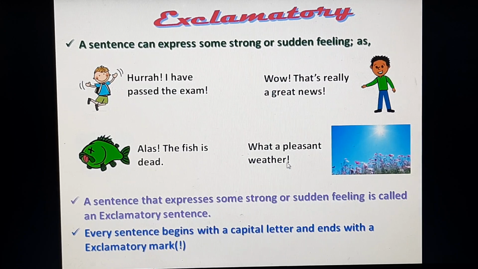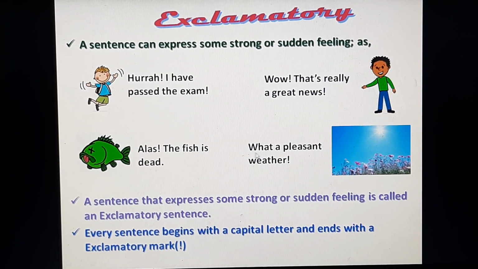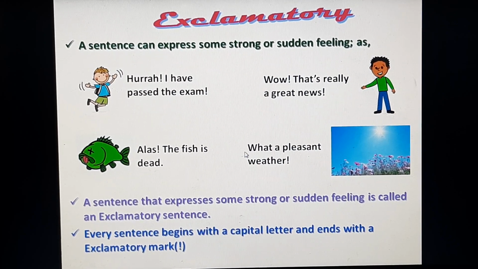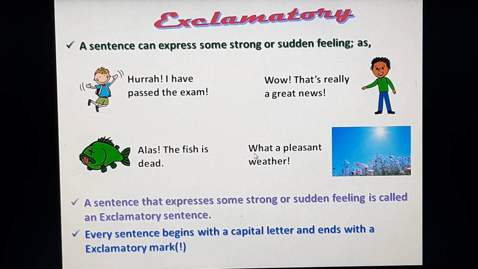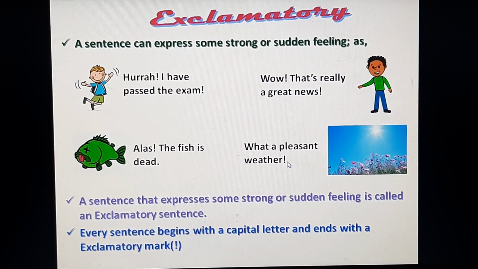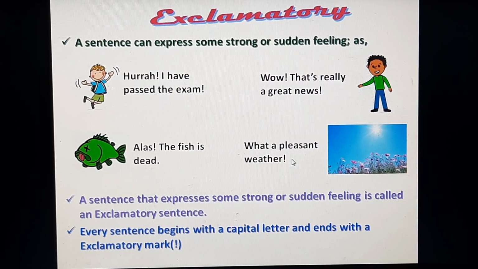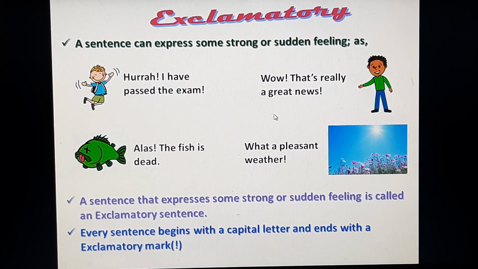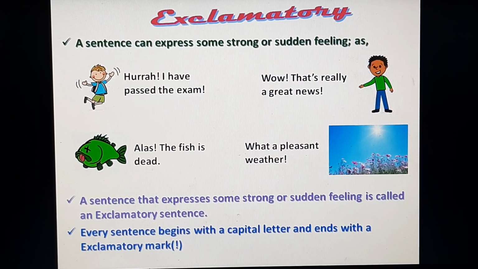I must say one more thing. Sometimes your exclamatory sentence will start with what. You must be very careful. It is not a WH question. Here, the sentence shows a feeling of joy. So, we must be careful while we identify these sentences. I hope you have understood this much, children.